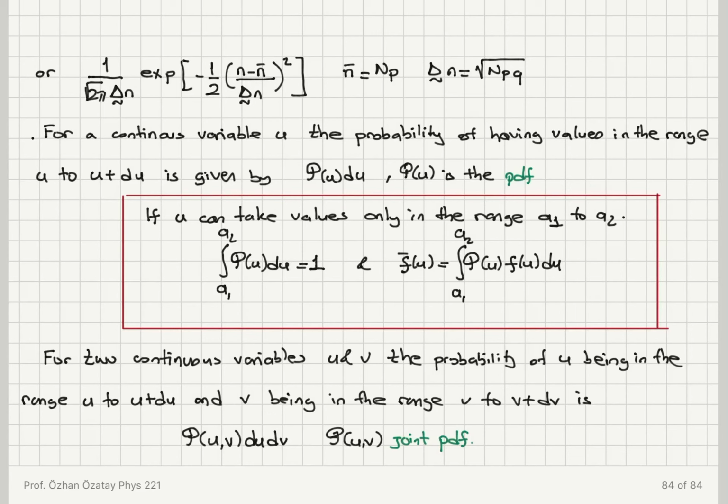Now, if I have a continuous variable u, so I'm generalizing this discussion, which can take values only in a certain range, a1 to a2, then if I consider the probability of finding all possible values in this range, a1 to a2, it should be 1. So the integral from a1 to a2 of the probability distribution function du should be 1. And for any function of u, finding the average means you have to multiply it with the probability distribution function and integrate over all possible values to get the average.